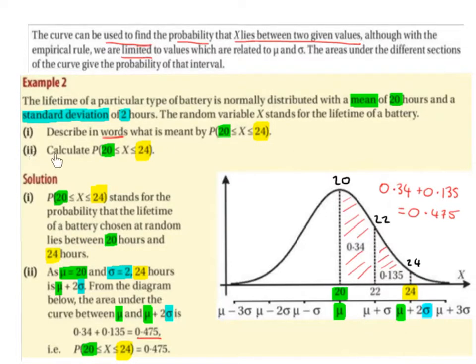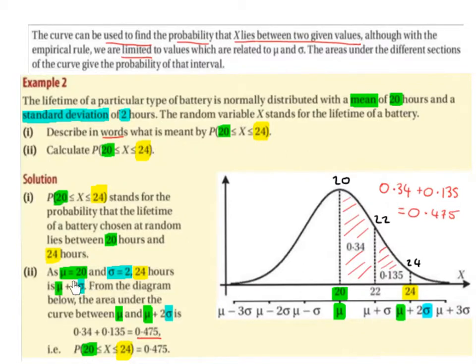Part 2. Calculate the probability that x is greater or equal to 20 but less than or equal to 24. As the mean is 20, that was given in the question, and the standard deviation is 2, again given in the question, then 24 hours is going to be the mean plus 2 standard deviations.